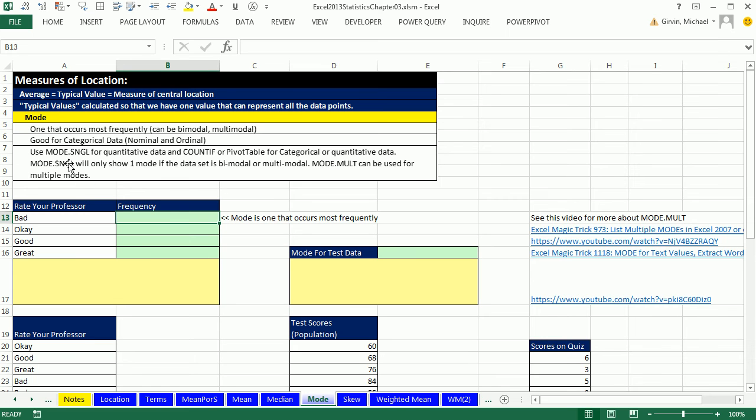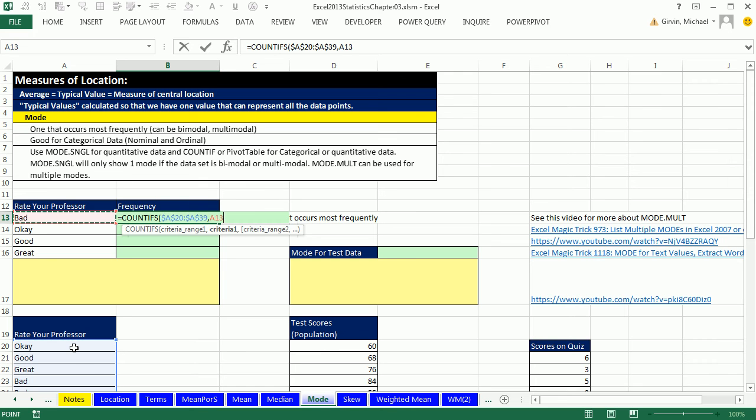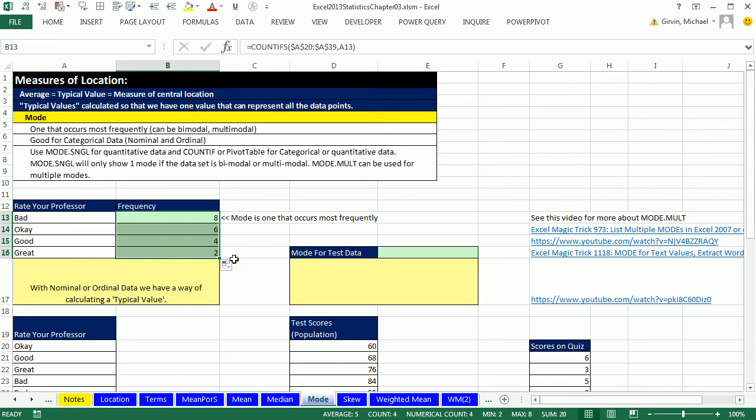Now, mode, we can use MODE.SNGL if we have number data. We use COUNTIF or PivotTables if we have categorical data, nominal or ordinal. So we have ordinal here. I'm using COUNTIFs. I'm going to highlight the whole range, Control-Shift-Down arrow, F4 to lock it, comma, and then I'm going to get the relative cell reference, because relative cell references are bad. Control-Enter, and copy it down. The mode is the one that occurs most frequently. We want to use the mode when we have categorical data like this. Now, sometimes we use the mode on numbers or quantitative data, but most of the time we're using the mode when we have categorical data like this, because we really have no other way to calculate an average. We need the one that occurs most frequently.